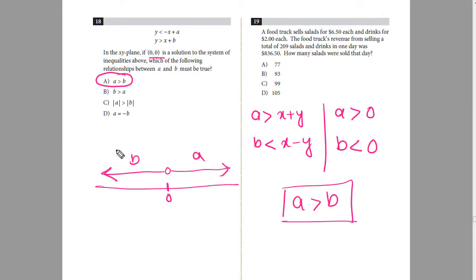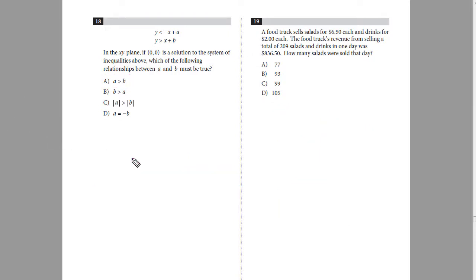So this is it for question number 18. Question number 19. A food truck sells salads for $6.5 each and drinks for $2 each. The food truck's revenue from selling a total of 209 salads and drinks in one day was $836.5. How many salads were sold that day?